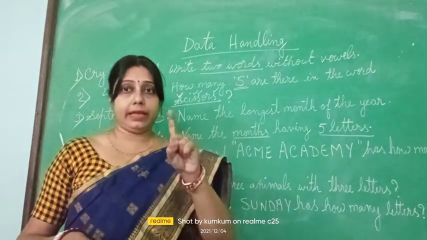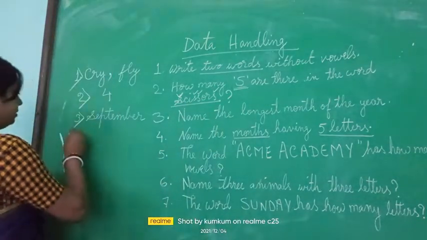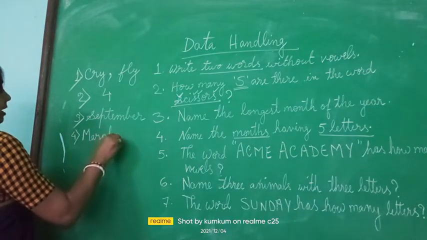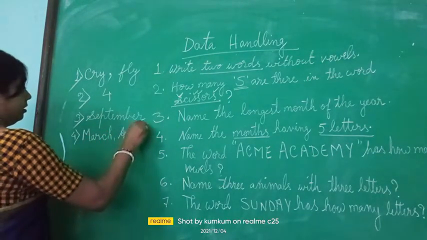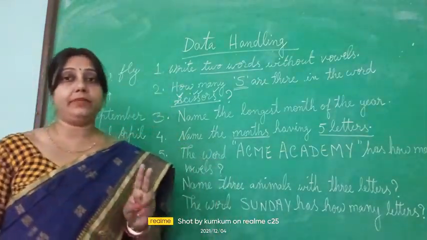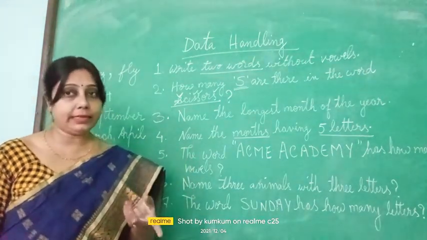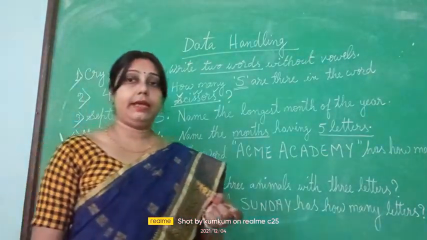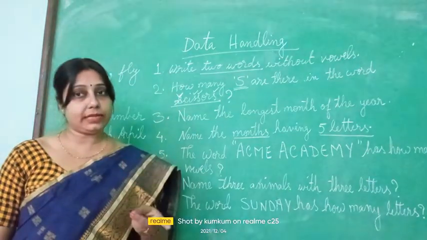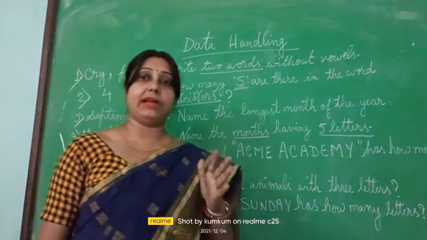See, March, M-A-R-C-H, A-P-R-I-L. So the 2 months are March and April. March and April are the 2 months having 5 letters in it. And the month having 4 letters, I told you, that is June. And May has 3 letters, M-A-Y. May has 3 letters. June has 4 letters. March and April have 5 letters.